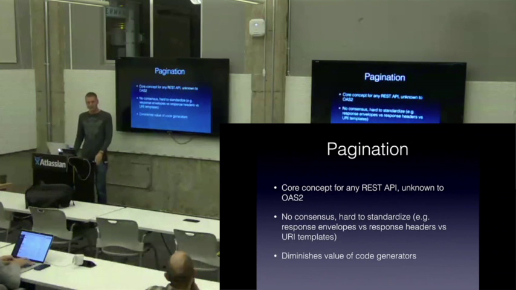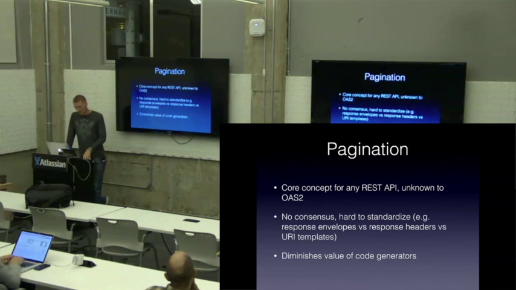And then another really pesky issue, I think, is pagination. Where to start, almost? Pagination is a concept that is so unbelievably core to any API, any REST API, and yet Swagger entirely ignores it.